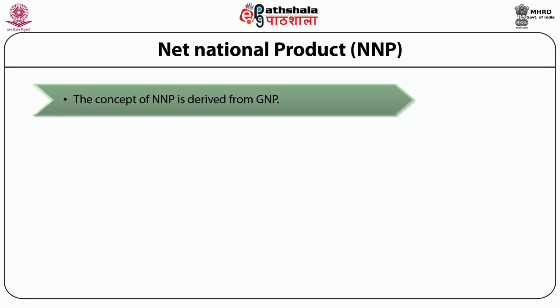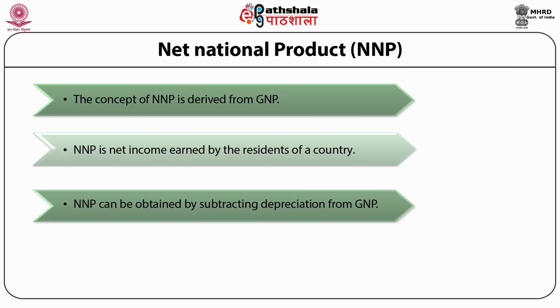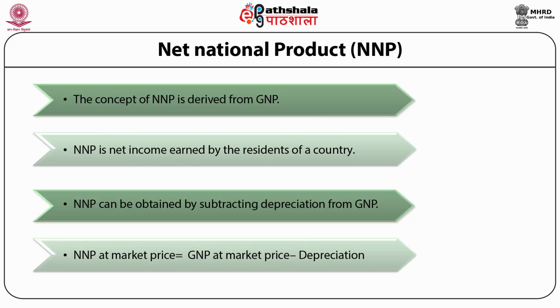The concept of net national product is derived from gross national product. NNP can be obtained by subtracting depreciation from gross national product. NNP is net income earned by residents of a country. The other concepts of NNP at constant prices and NNP at factor cost can be obtained using the formulas we have written earlier for GDP. NNP at factor cost is also called national income.